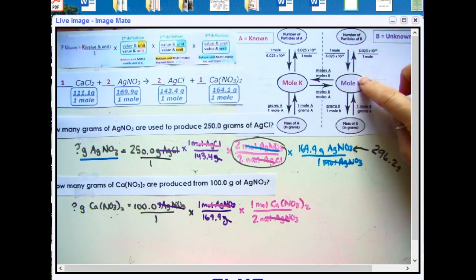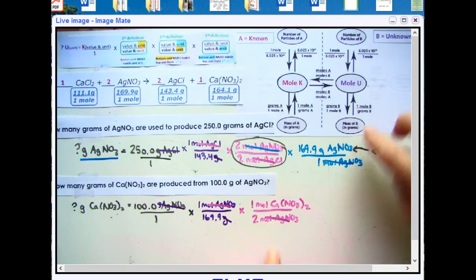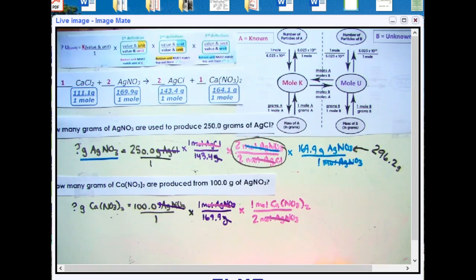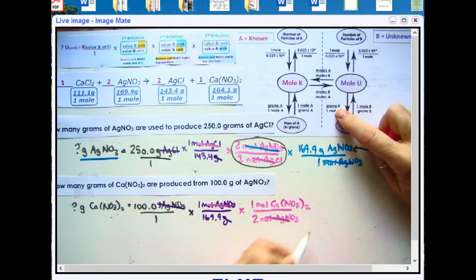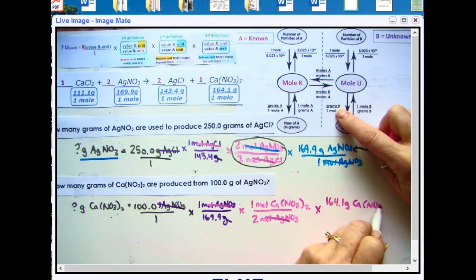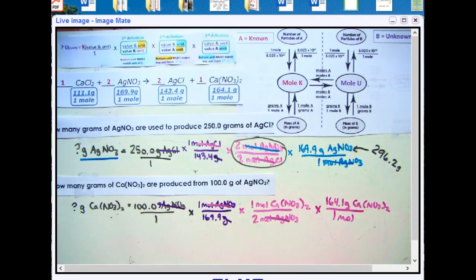Okay, so the last thing we have to do is go from moles of CaNO3 down to mass of CaNO3. And what does it tell us to do? Following the arrow down, it tells us to use the molar mass of CaNO3, so that's what I'm going to do. 164.1 grams of CaNO3 over 1 mole. And so let's go ahead and get that answer.